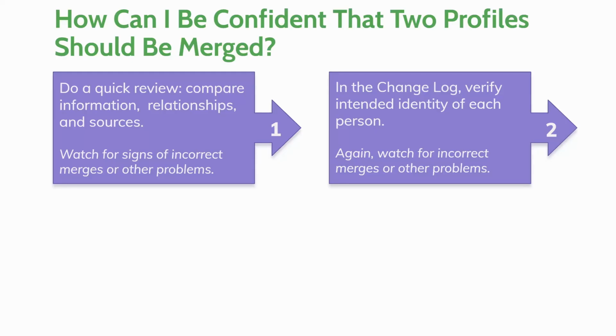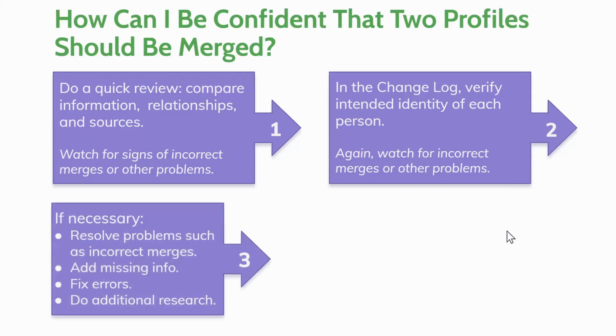So the original intended identity gives us a baseline for comparing two profiles, where we're going back to, okay, who were these people, who were these profiles really meant to represent before any bad merges were done. That gives us a solid foundation. So we try to establish that intended identity from the change log. And again, as we go, we're watching for incorrect merges or other problems. We make a note of things that we find.